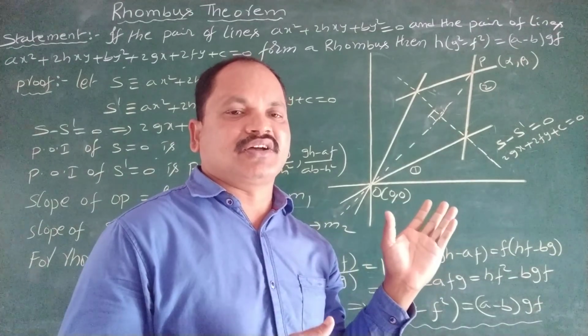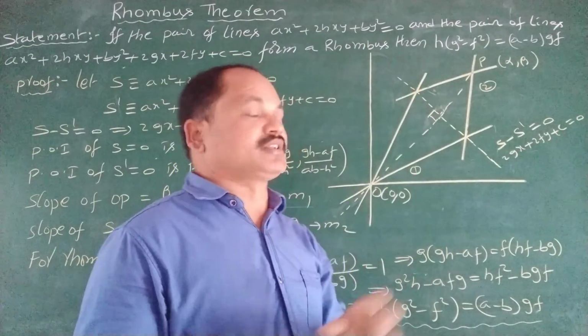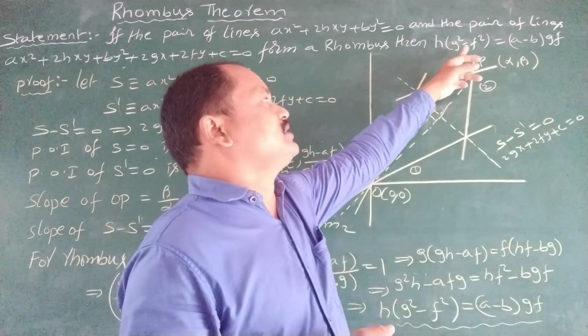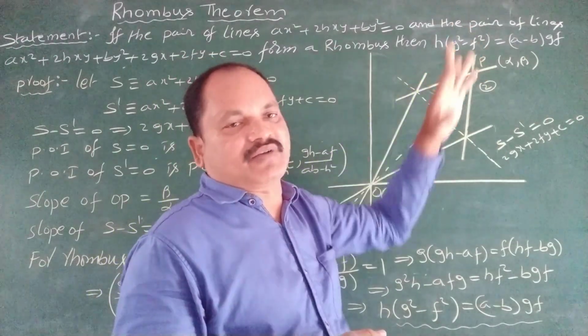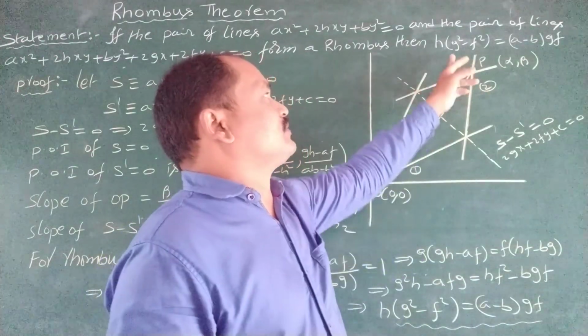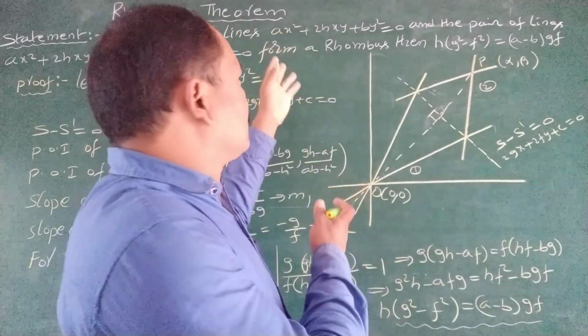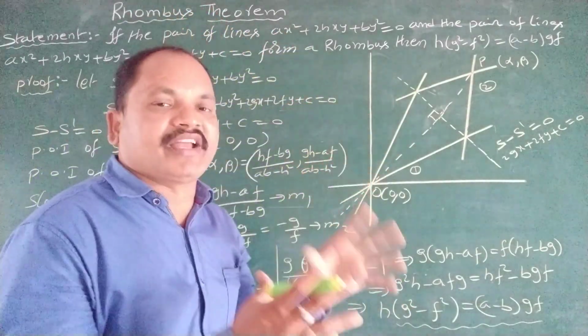So this is easy to remember, like the pair of angular bisectors. Instead of x it is g, instead of y it is f. H into g square minus f square is equal to a minus b into gf. That's why this one is equal to this one. Then the given pair of lines form a rhombus.